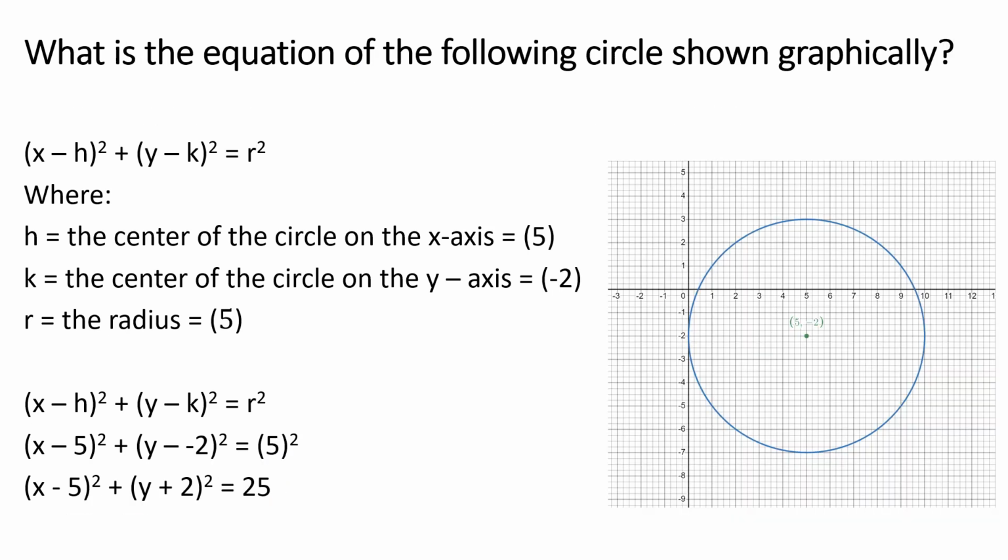Here's another one. I am located at 5, negative 2 for the center point. So it's going to be x minus 5 squared, y minus negative 2 squared, which is y plus 2 squared. And that radius, let me count here. Let me see how far it is. 1, 2, 3, 4, 5. So r squared is radius squared, so it's 25. My equation is x minus 5 squared plus y plus 2 squared equals 25.